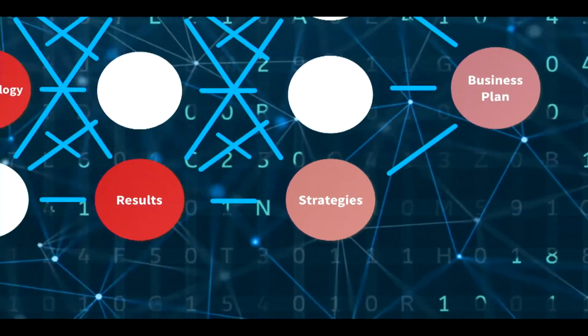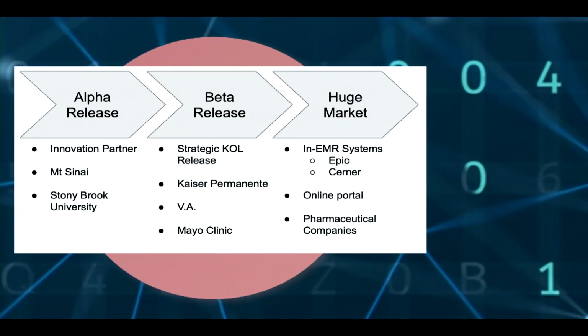And lastly, for our business model, we are thinking about starting with an innovation partner, a hospital like Stony Brook University or Mount Sinai, for our alpha release. We scale that to the VA and Mayo Clinic, and at the end, we are targeting huge EMR and EHR systems like Epic and Cerner, and pharmaceutical companies.